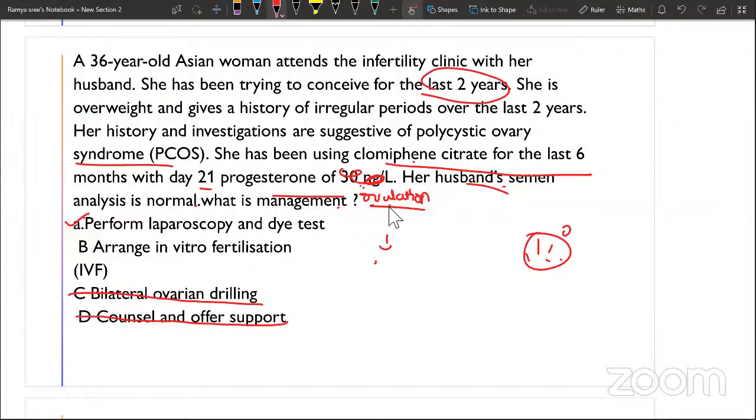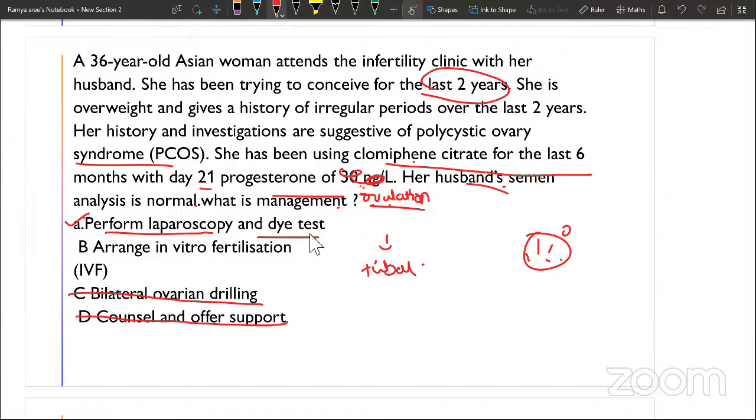So as this is something more, before I go for any other thing, I would like to rule out other causes of her not getting pregnant. So I would like to rule out the tubal. I would like to check for the tubal patency. So as I would like to check the tubal patency, I'll do laparoscopy and dye test.